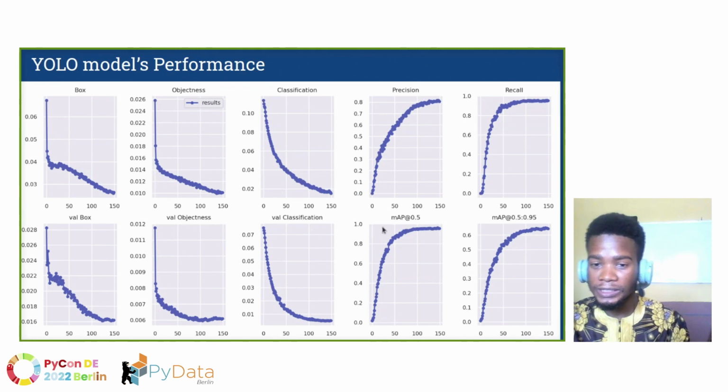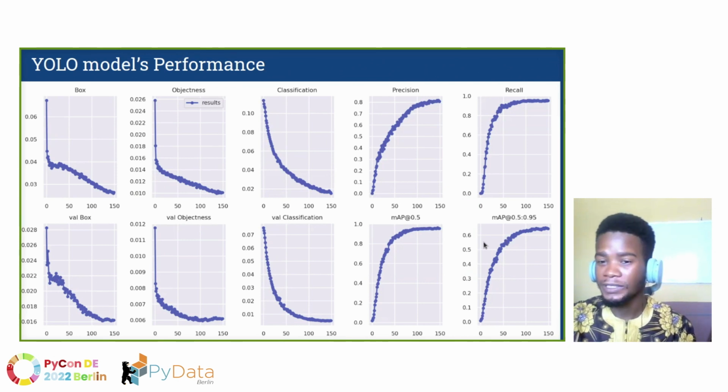And you notice that the 50% overlap is almost close to 99. But yeah, and then the 95% overlap is like 67% accuracy.